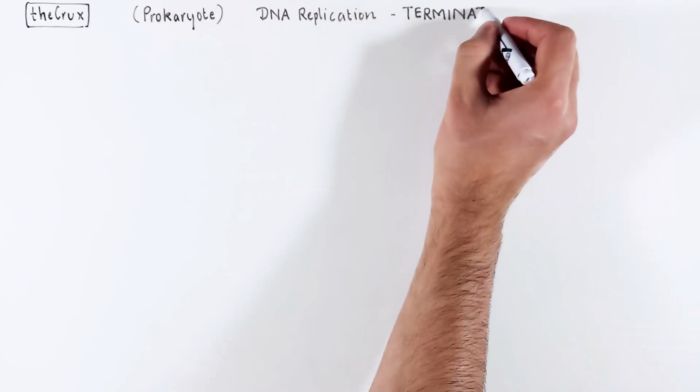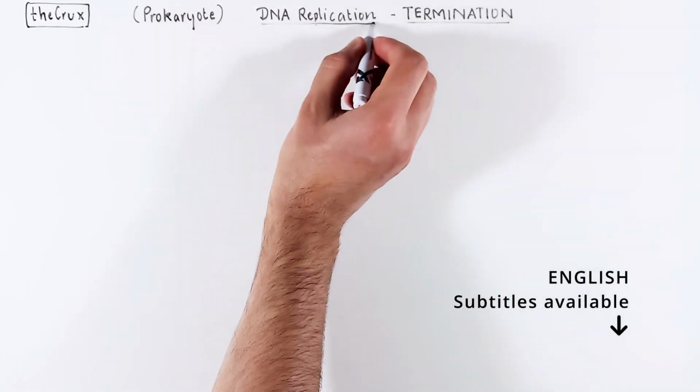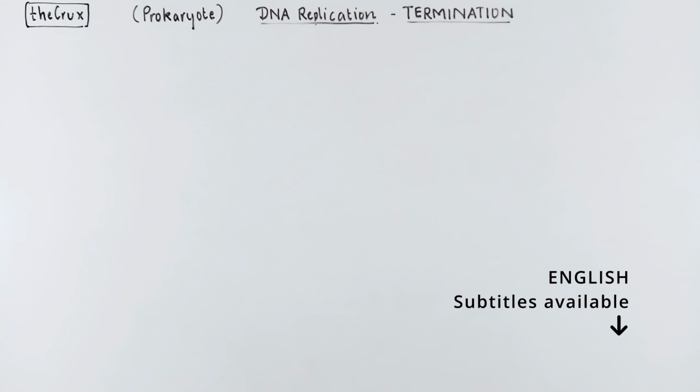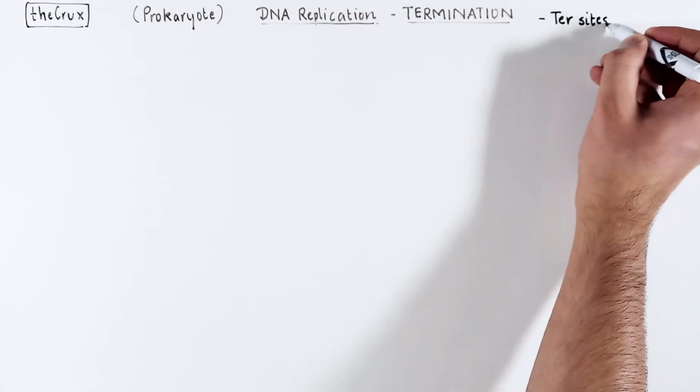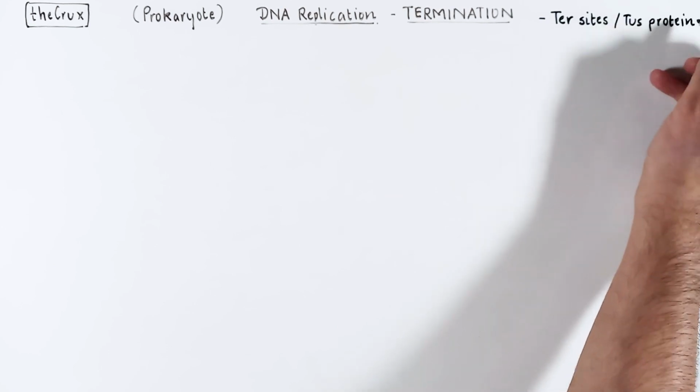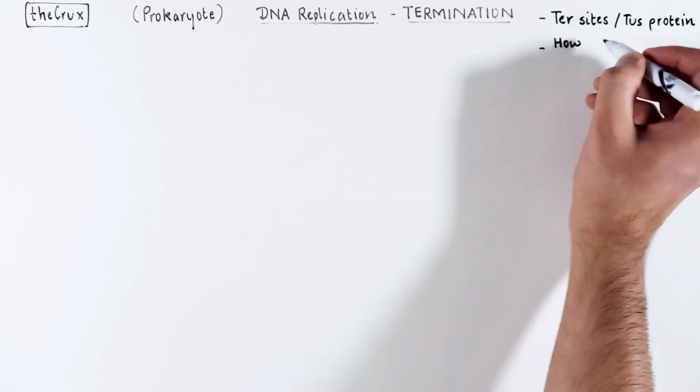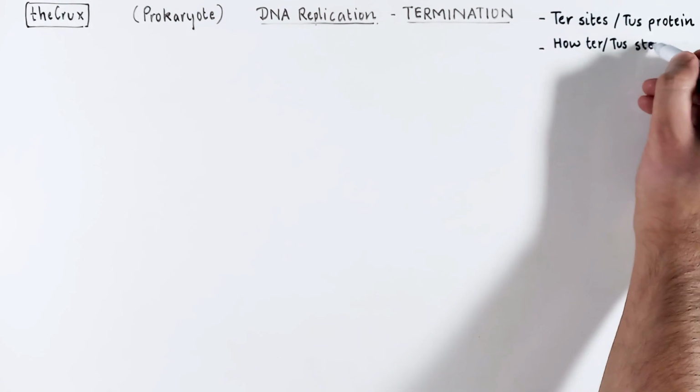In this video, we will see how DNA replication is terminated in prokaryotes. I hope you've seen the replication initiation and elongation videos because I will refer to some of the content in those videos. In this one specifically, we will learn about termination sites and the Tus protein and understand how Tus and Ter stop the moving replisomes.